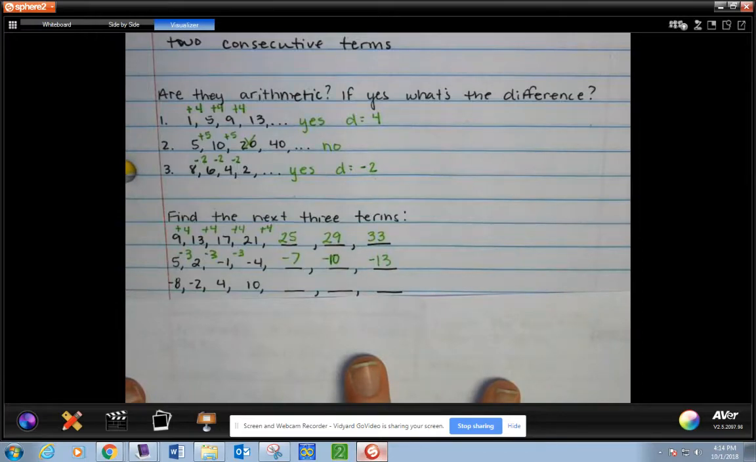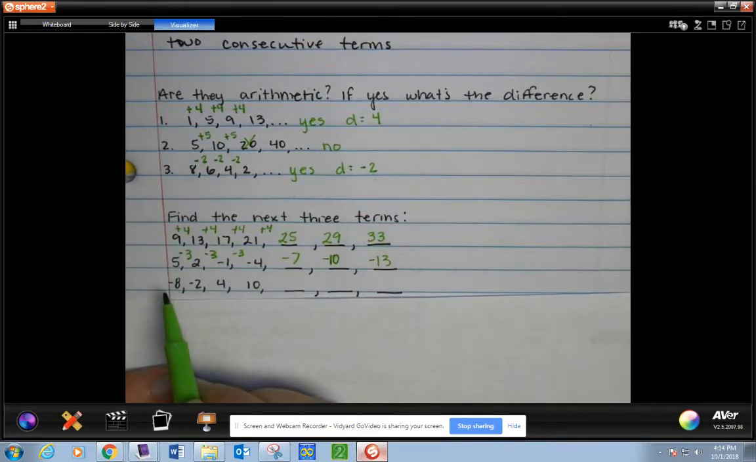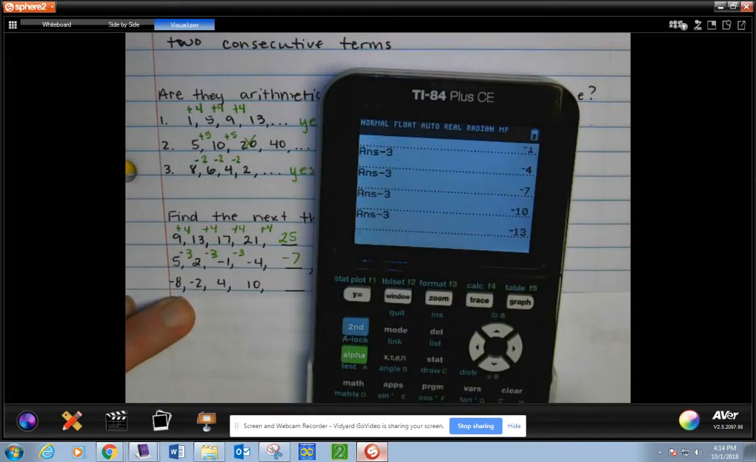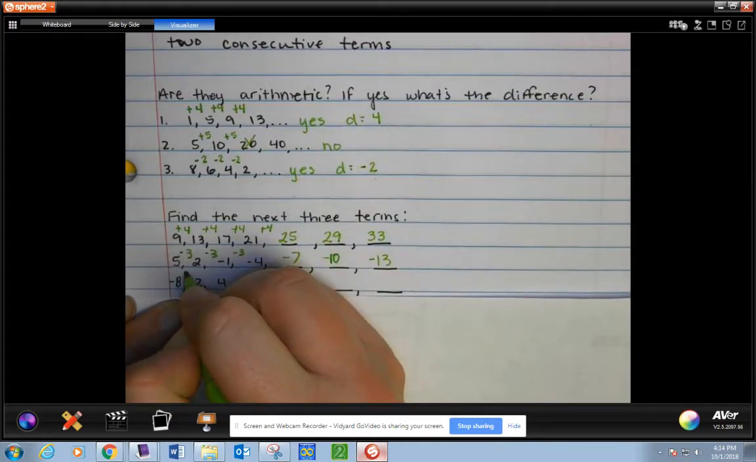Okay, from here, the next one, we have negative 8, negative 2, 4, and 10. If you look, I start negative and I get positive, so that means my numbers are getting bigger. If your numbers are getting bigger, take the second term and subtract the first term. Watch your signs. It is a double negative. So that means it's changing by 6, and since my numbers are getting bigger, I'm adding 6.